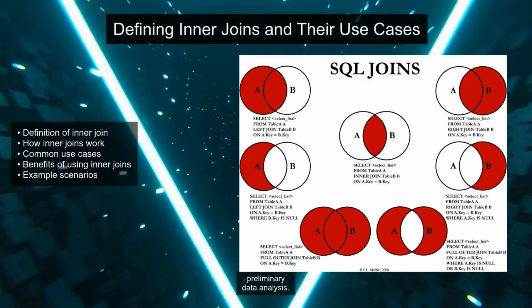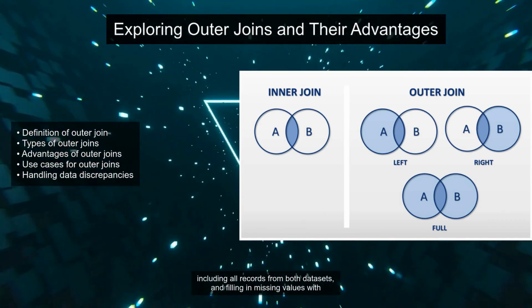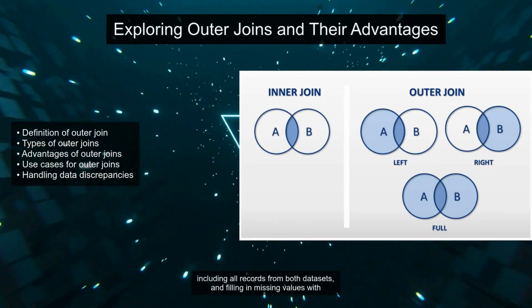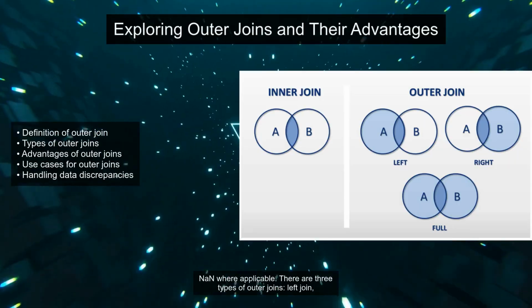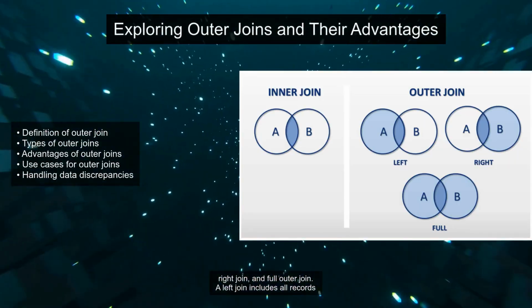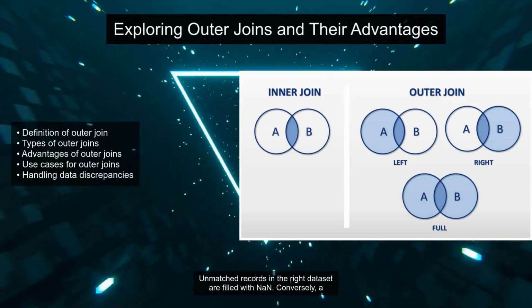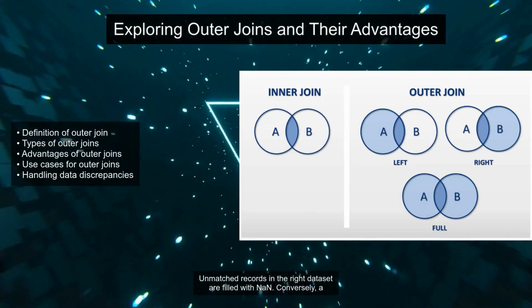Outer joins in Pandas are used to combine rows from different datasets, including all records from both datasets, and filling in missing values with NaN where applicable. There are three types of outer joins: left join, right join, and full outer join. A left join includes all records from the left dataset and the matched records from the right dataset. Unmatched records in the right dataset are filled with NaN.